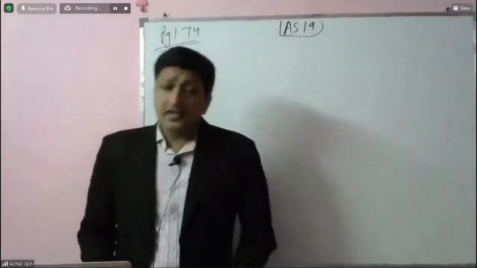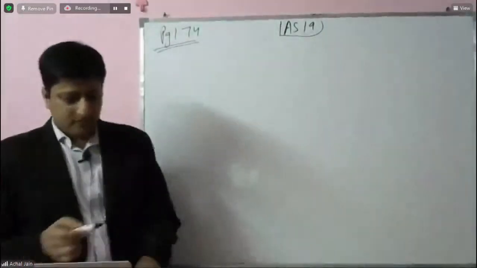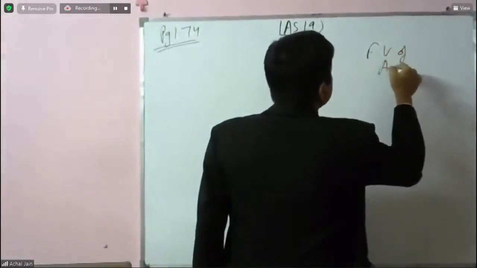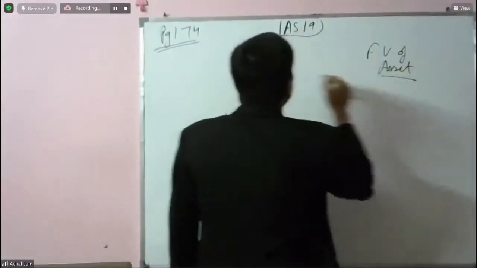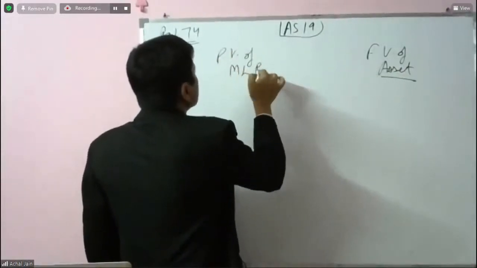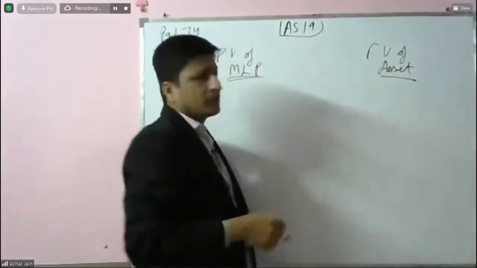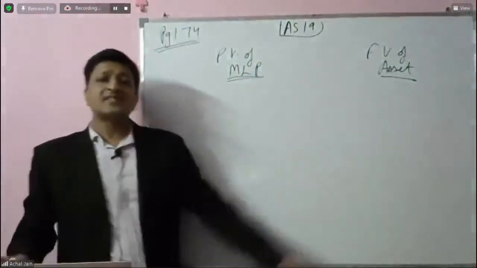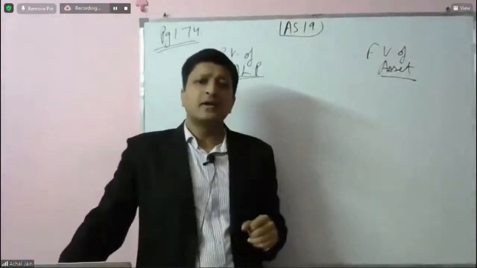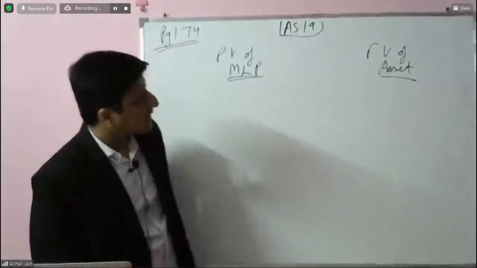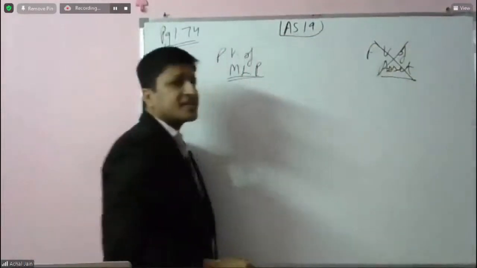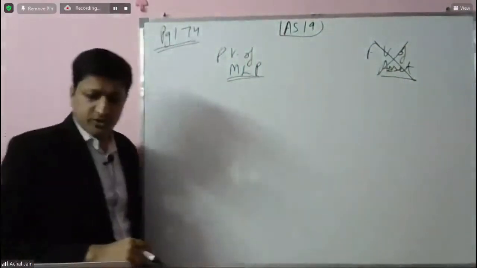For this indicator, two things are required. Fair value of asset, present value of MLP. Fair value of asset will always be available to you in the question. You will not be required to compute this. So that's why I will take it out. I'm not discussing it. It will be available to you in the question.